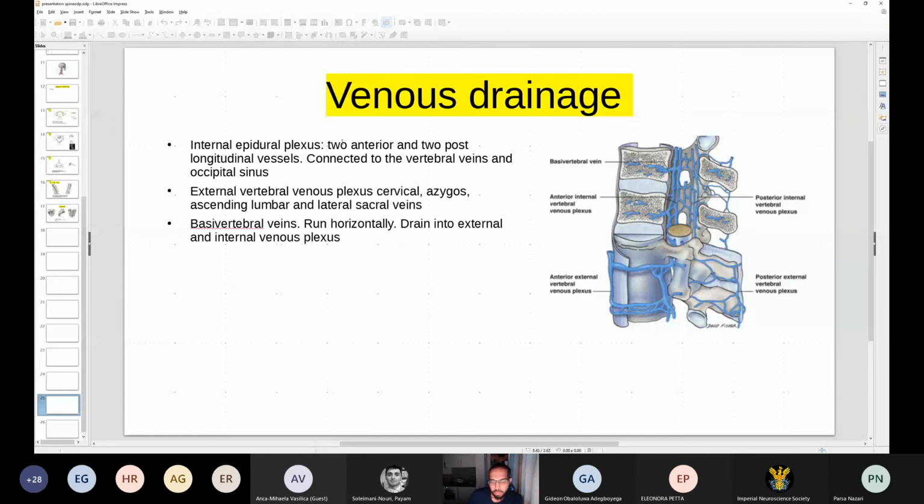The external venous plexus lies outside the canal and surrounds the body of the vertebra, and they drain into the azygos system and ascending lumbar and lateral sacral veins. The bits that are running horizontally in this picture are called the basivertebral veins, and they drain into the external or internal venous plexuses.